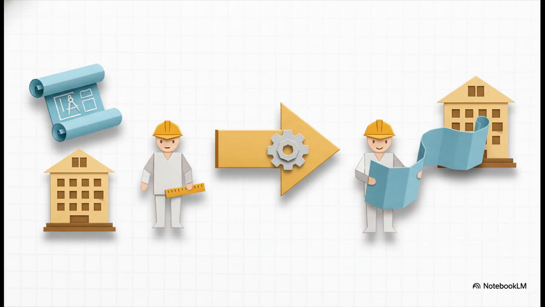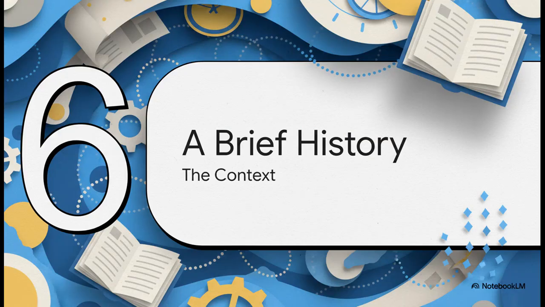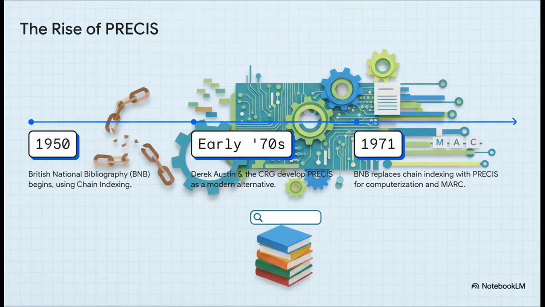It's brilliant. Okay, to wrap things up, let's quickly put PRECIS into its historical context, because that really helps you understand why it was such a necessary breakthrough at the time. So, why did PRECIS even need to exist? Well, for decades, the British National Bibliography had been using an older system called chain indexing, and it worked for its time, but it was entirely manual, and it just wasn't cut out for the coming age of computerization and the new MARC format. PRECIS was the answer.